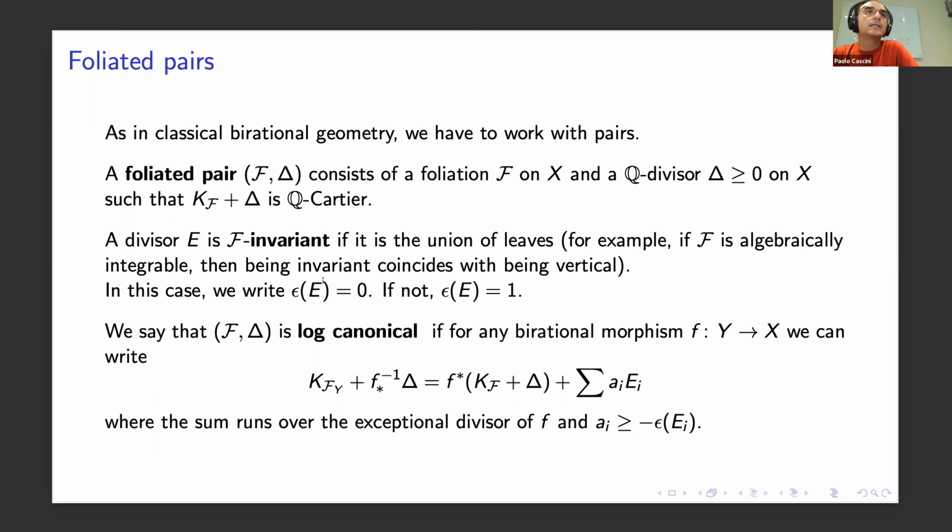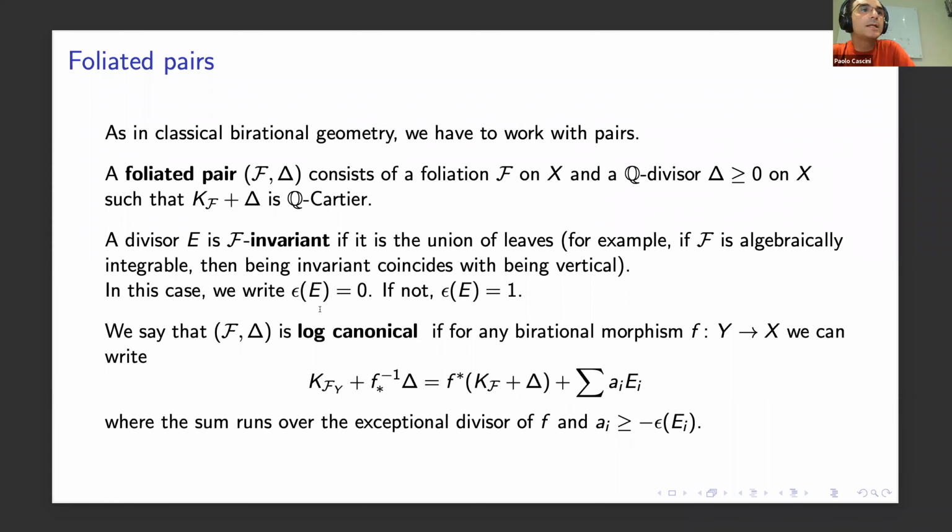So what is a log canonical pair? A log canonical pair is a foliated pair such that for any birational morphism like before, we can write the canonical divisor of F_Y, which is the strict transform of F, plus the strict transform of Delta, minus the pullback of K_F plus Delta. As usual, the difference is a divisor which is supported on the exceptional locus. So this formula is always true. What we need to do is to add some condition on the coefficients: a_i is always greater or equal than minus epsilon(E_i). So in other words, it's greater or equal to -1 if E_i is not invariant, and it's greater or equal to 0 if it's invariant.